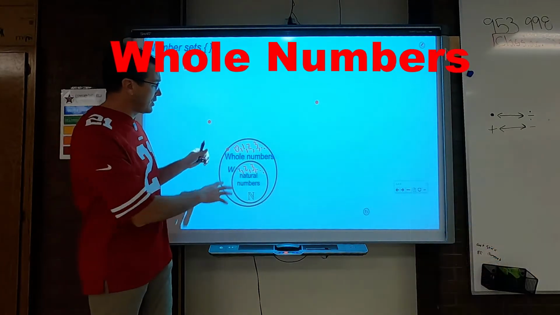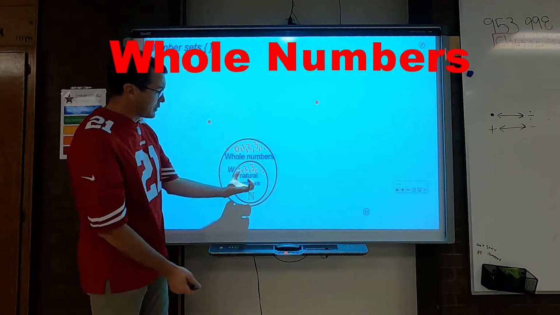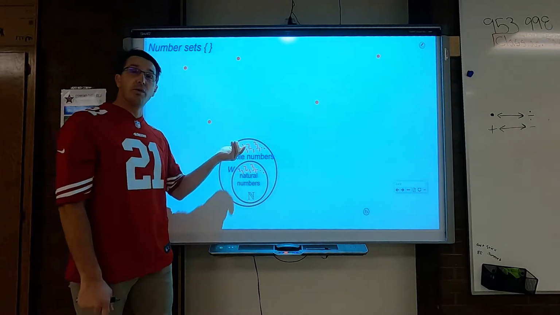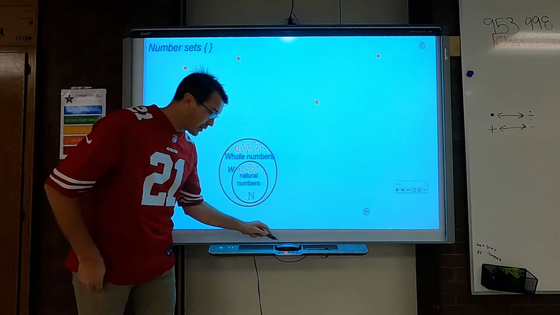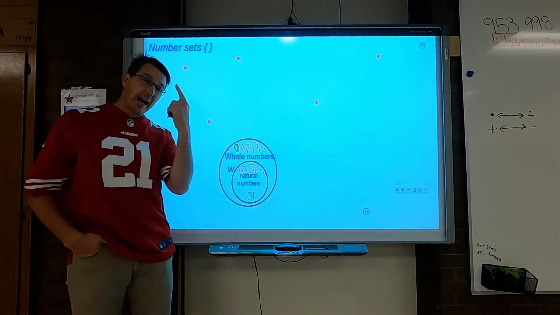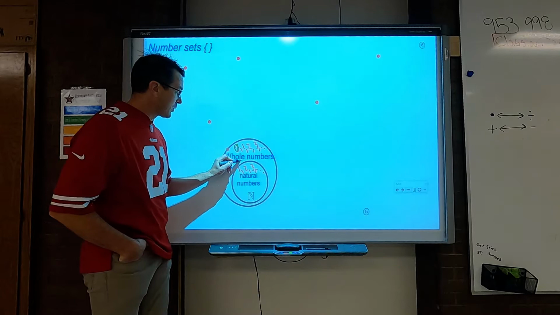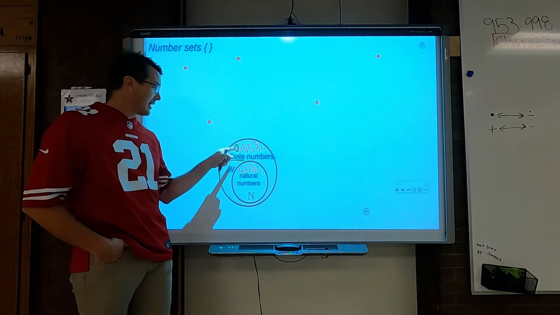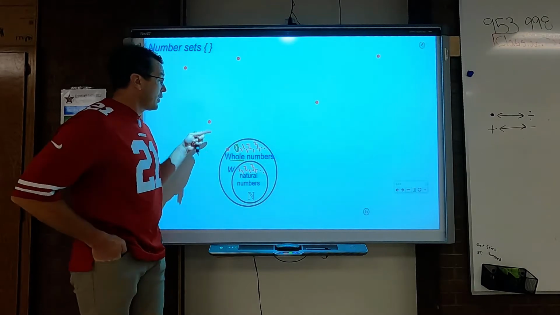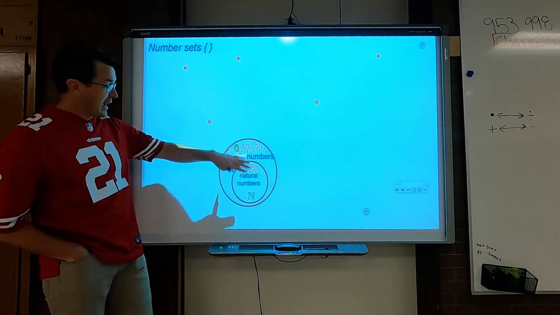Now, here's the weird part. You notice that I put the natural numbers inside the whole numbers. It's because all natural numbers are whole numbers, but not all whole numbers are natural numbers, because whole numbers have a 0. The way I remember it is that whole has a hole in it, and the zero looks like a hole. So I remember whole numbers have a hole, which is the 0. So whole numbers, and then you have natural numbers.